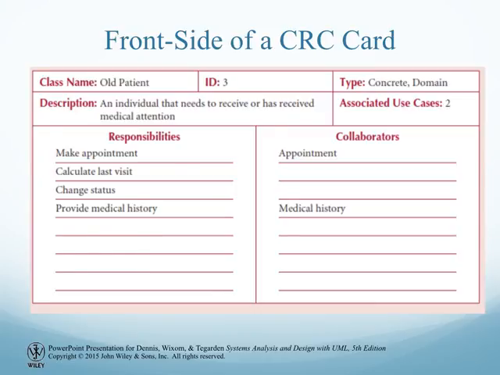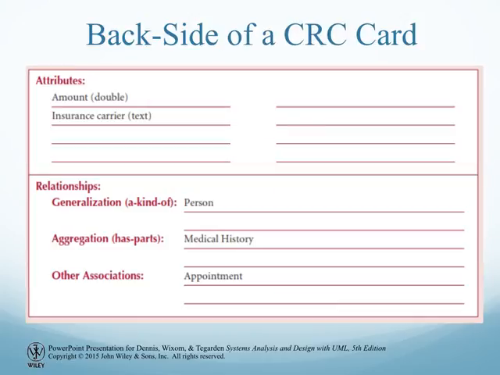And then on the back of the card, we're going to have the actual attributes of the class that we're talking about. So in this case, maybe an amount for how much the visit would cost, the insurance carrier, who is the insurance provider for that person, and then a list of the relationships that we've come up with. In this case, we know that an old patient is a kind of person. The person would be the parent class.